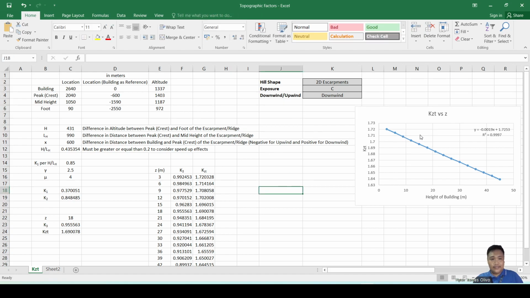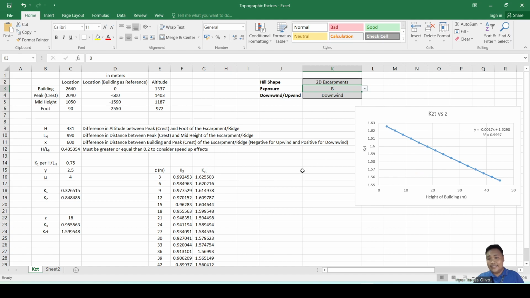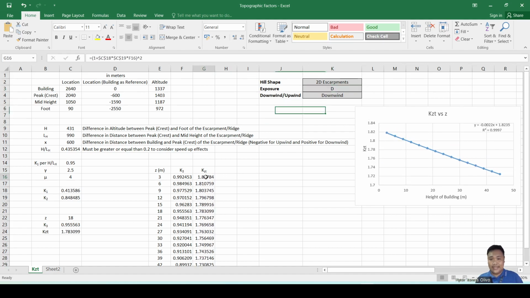If I change the exposure category to B, the KZT will also decrease. As you can see here, for C it's 1.72, but for B it's 1.62, like the discussion of surface roughness. If it is D, then obviously it will give us higher. The topographic effect is almost double if the exposure is D.